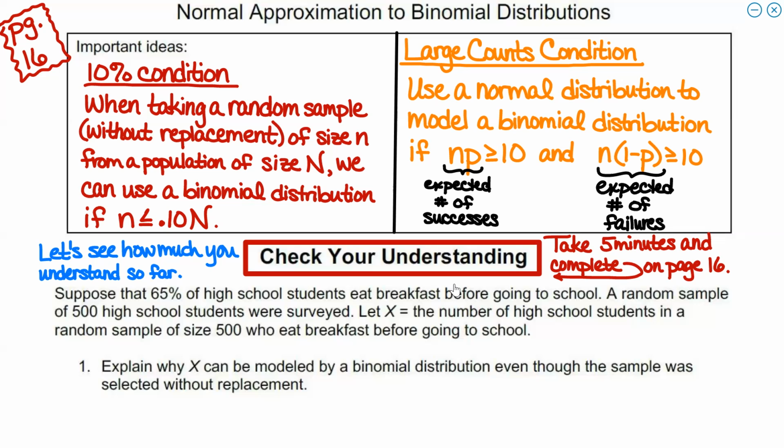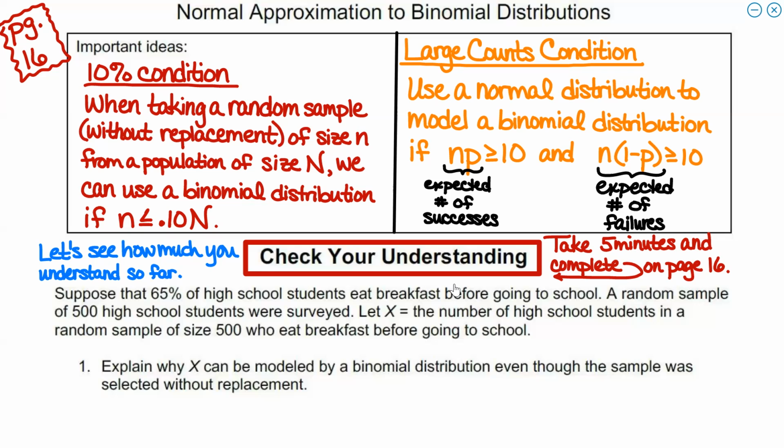Let me grab my calculator and make sure I didn't calculate it incorrectly. I'm going to have 500 times 0.65 times 0.35. I'm going to take the square root of 113.75. I got like 10.665. Okay. So I have my mean, I have my standard deviation of 10.665.